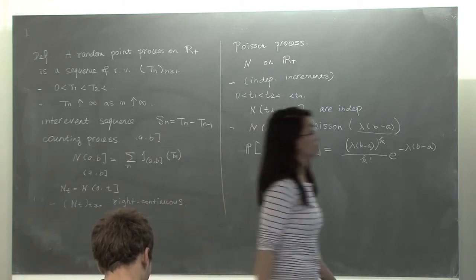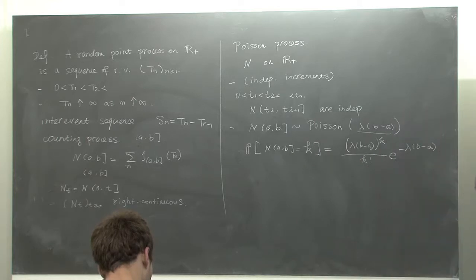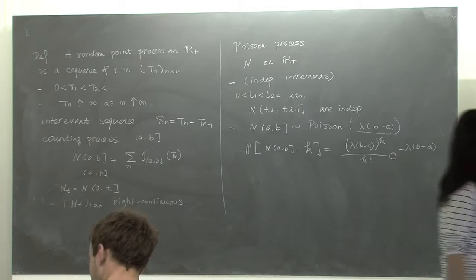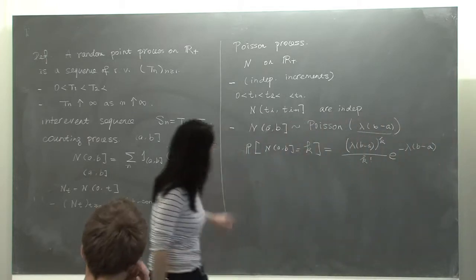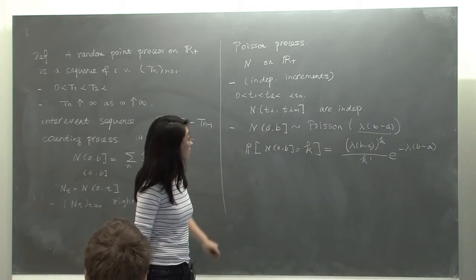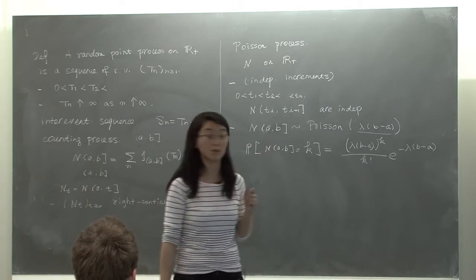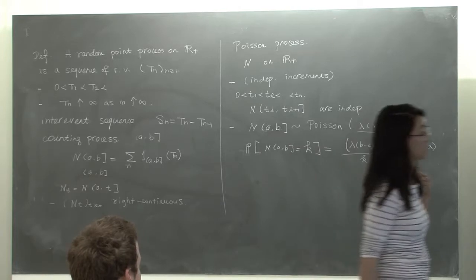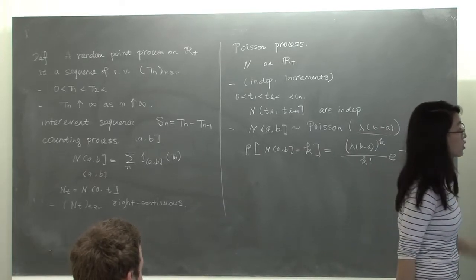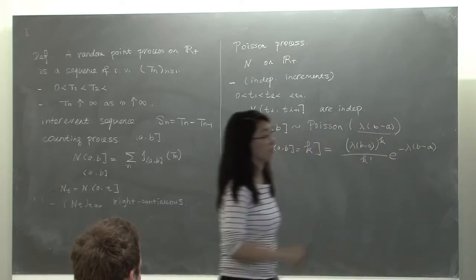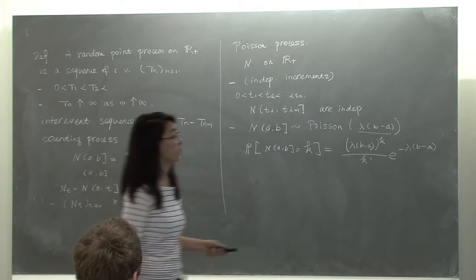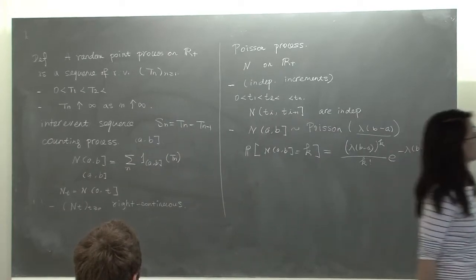So a Poisson process is just a special random point process with these two properties. The first is called independent increments. Second, we characterize the law of the counting process within this interval (a, b]. It satisfies the law of a Poisson random variable, and the mean is just linear in the time length of this interval. So this is the definition of a Poisson process.